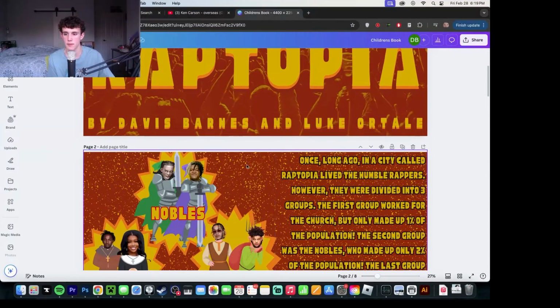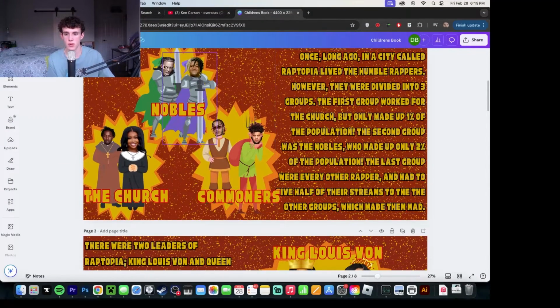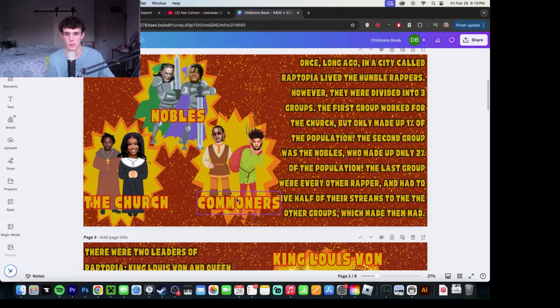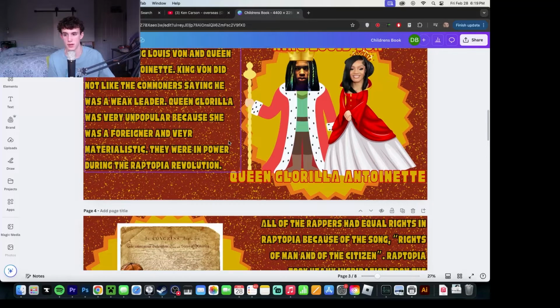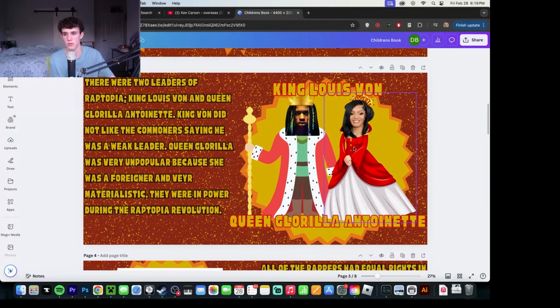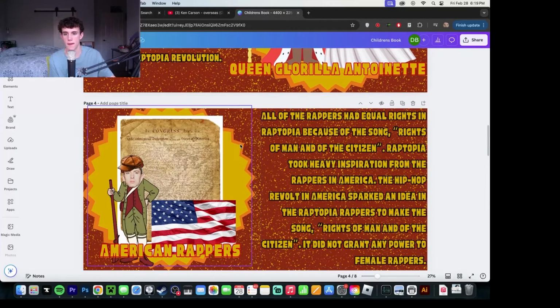Some understanding. Okay, so this is Raptopia. All right. So basically, you got the three groups. You got the church, the commoners, and the nobles. And the commoners made up most of the population. And these other groups made up a small percent of the population but had a lot of money. Queen Antoinette was a foreigner. People don't really like her that much.